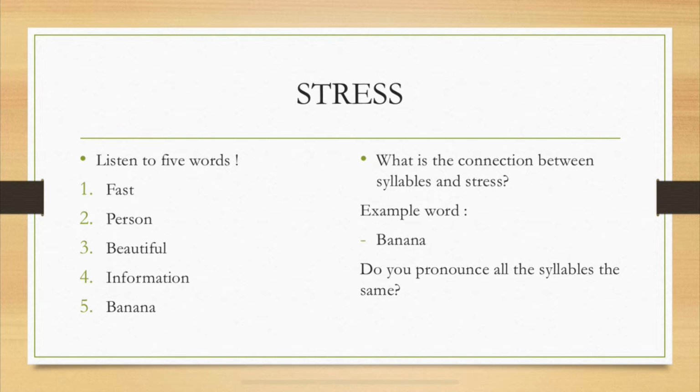Okay, listen to 5 words below. First, person, beautiful, information, banana. Do you know how many syllables these words have? First has 1 syllable. First. Person has 2 syllables. Person. Beautiful has 3 syllables.